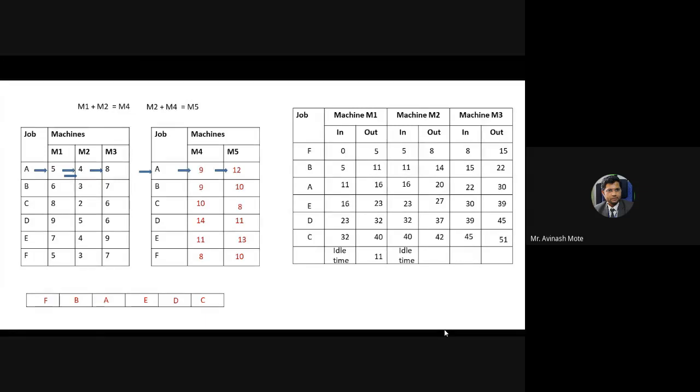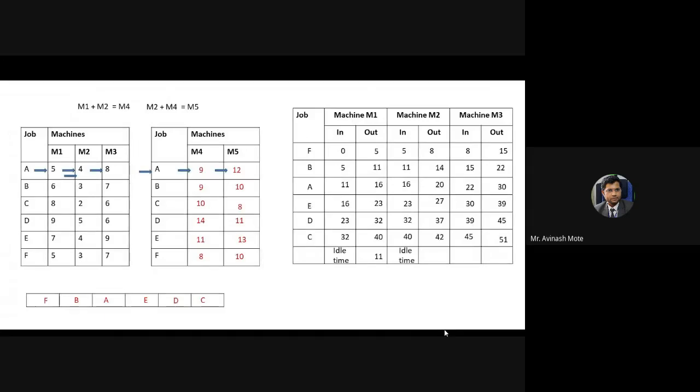See, all the machines have started at 0 o'clock, right? But at what time has the M2 machine got its first job? It's 5 o'clock. The first job on M2 is job F at 5 o'clock. So from 0 to 5 the machine was idle. From 0 to 5 machine was idle. So 5 hours, 5 is from that.